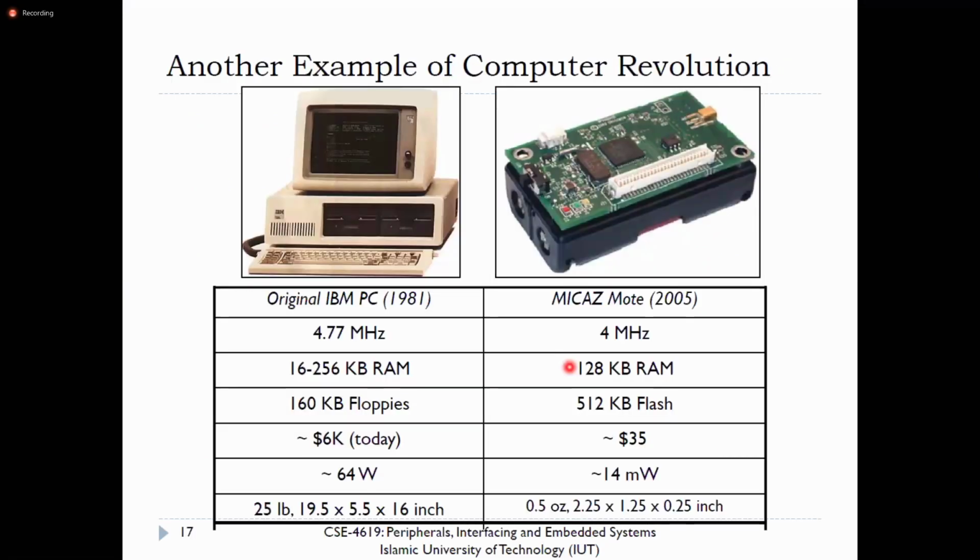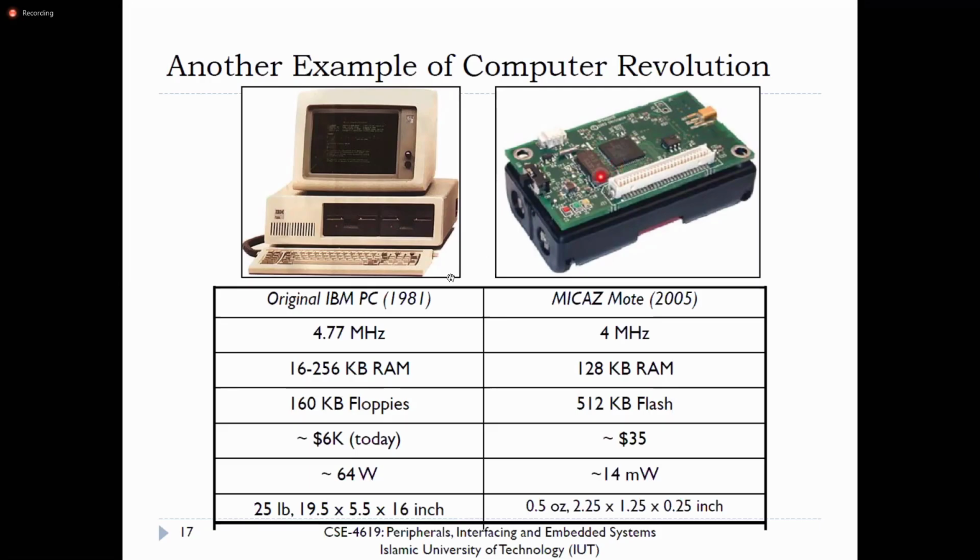Next, another example of the computer revolution: on the left side, we have an IBM PC that was manufactured in 1981, and we have a Mica mote, a sensor mote, that was marketed in 2005. The Mica mote was first designed by UC Berkeley, the University of California, Berkeley. They invented this Mica mote, and later on it was widely used for wireless sensor networks in many applications, many hazardous applications.